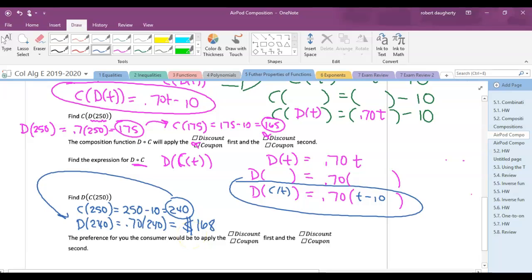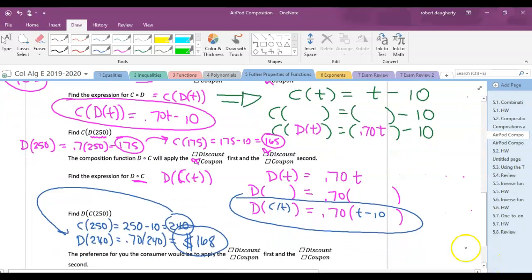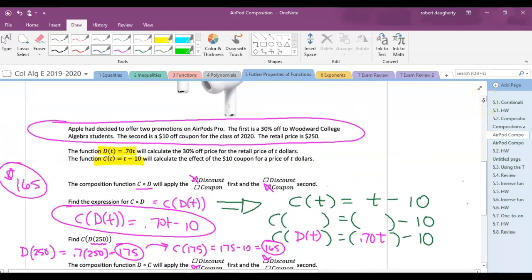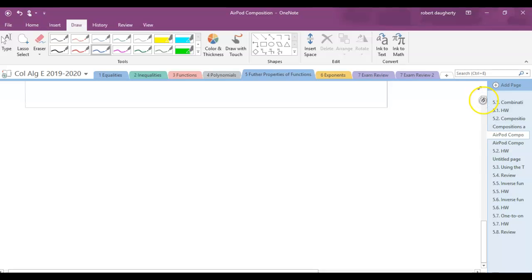So, what would you prefer? Not a whole lot of money different. What was the first number we came up with? 165. If this is your money and not your parents' money, which one would you want to do? 165. There you go. Hopefully those were the same answers, your money and your parents' money. So what do we want to apply first?